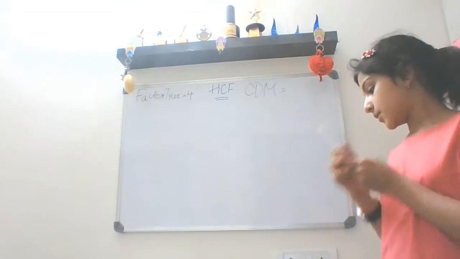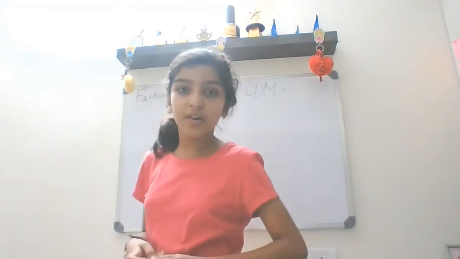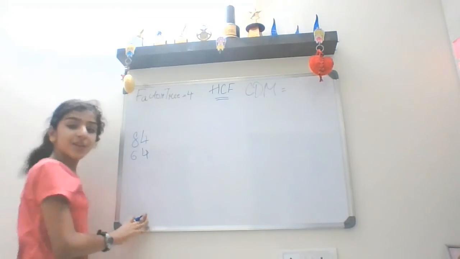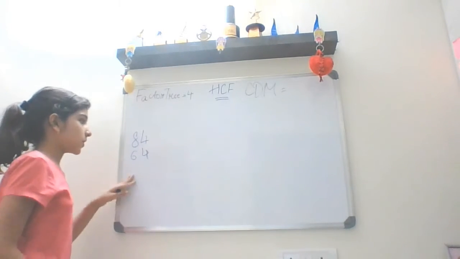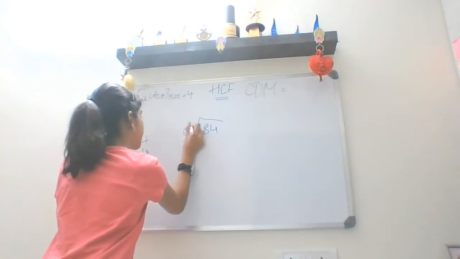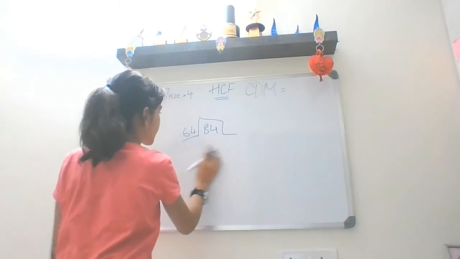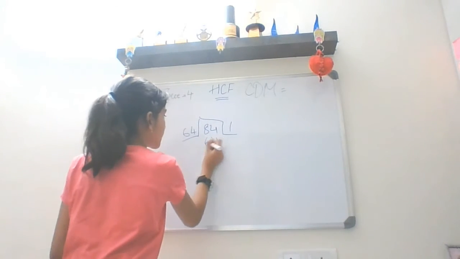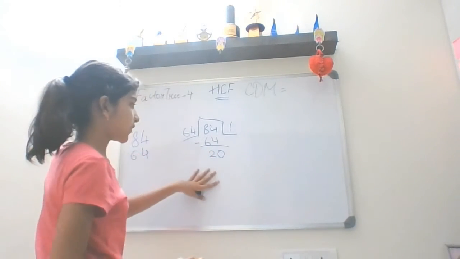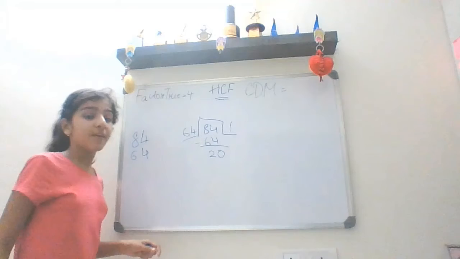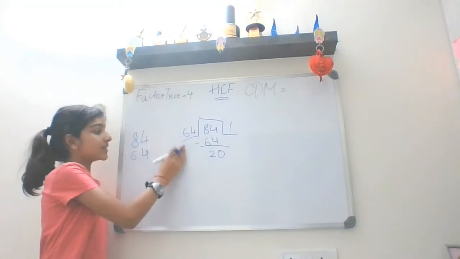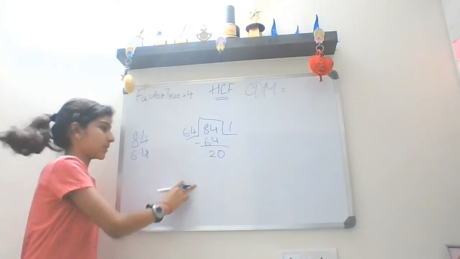Okay, so let's begin. To do so, first write down the two numbers on the side. They are 84 and 64. Now divide the bigger number by the smaller number. So divide 84 by 64. Right? So 64 ones are 64, minus, is equal to 20. Now we can't further divide it. So moving to the next step, we divide this number by this number. So we divide the previous divisor by the remainder.